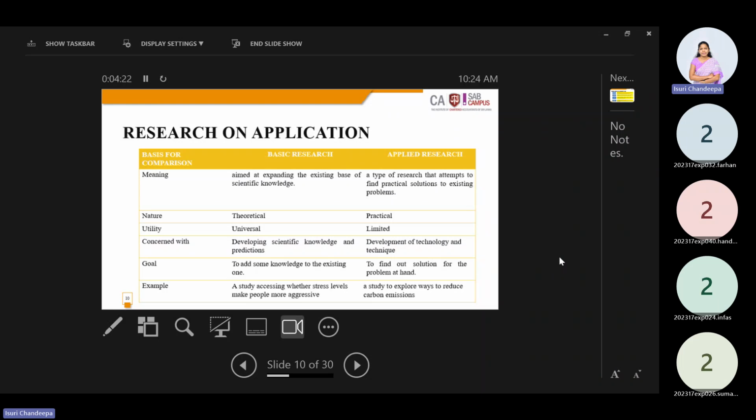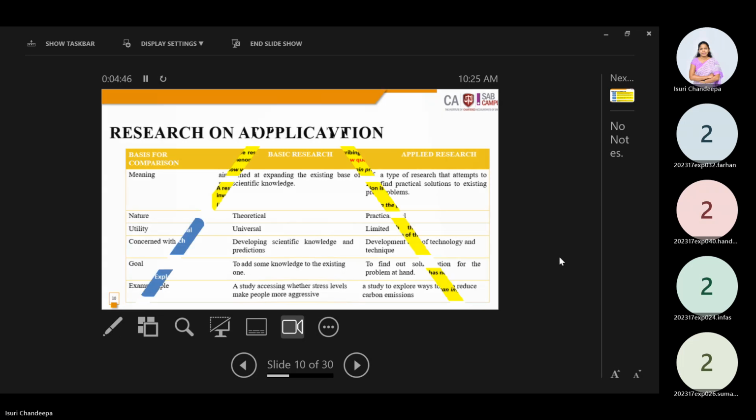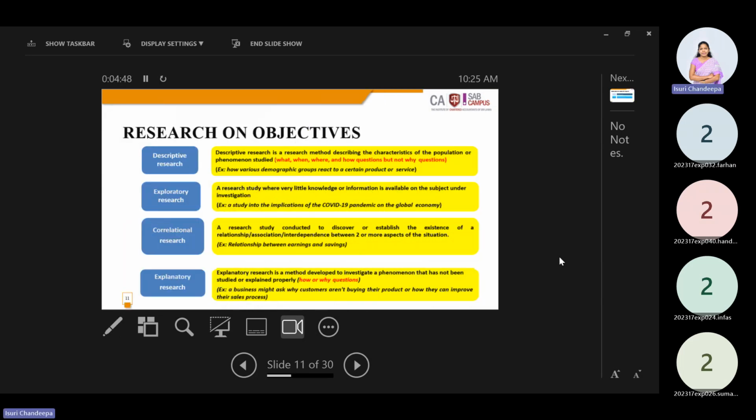Once you identify the answers for carbon emission, can you generalize those factors to air pollution? Can you? No, you can't. That means the answers are too specific to the identified problem. You can't generalize. Therefore, the answers are not universal, they are limited. Right. Based on the objectives, you can identify there are 4 types of research.